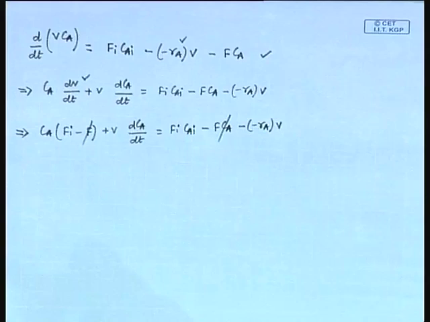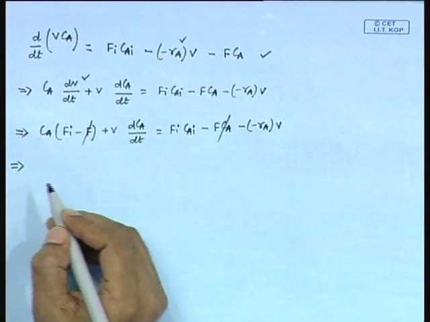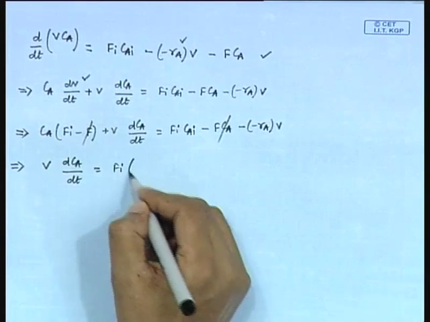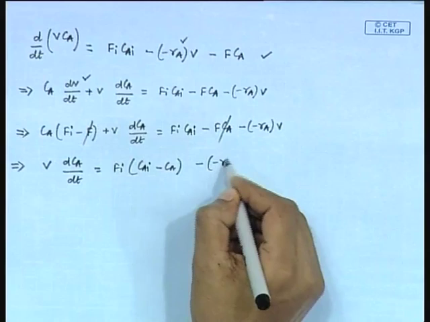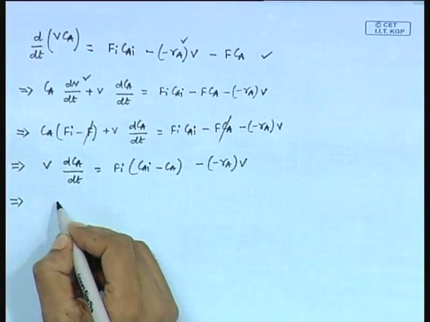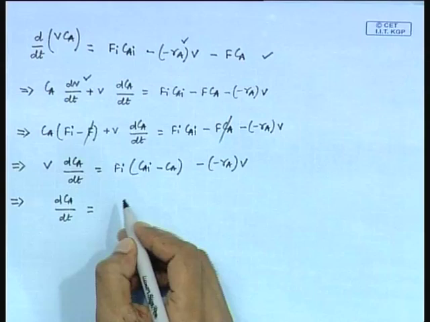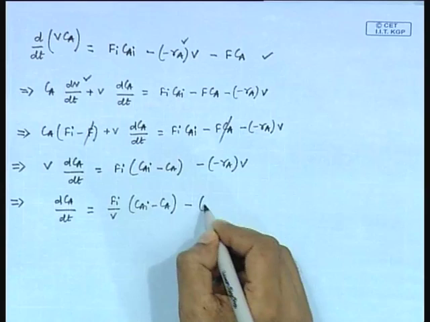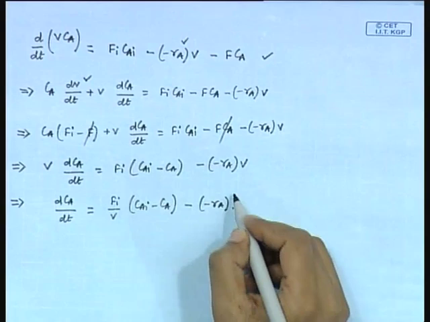Then we can rearrange this equation to V dCA/dt equals Fi (CAi minus CA) minus (minus Ra) into V. If we divide again both sides by V, we will finally get dCA/dt equals Fi divided by V (CAi minus CA) minus (minus Ra). Minus Ra is the rate of disappearance of A.